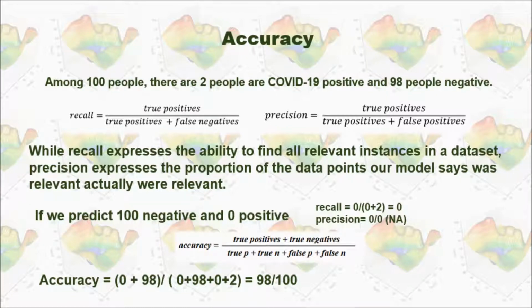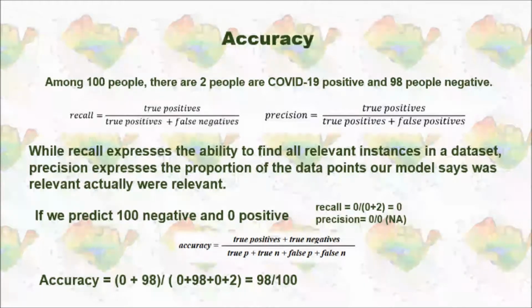This is very high accuracy, but you can see in this case it doesn't mean anything because we just close our eyes and predict all the people are negative. And among the population, because most of the people are negative, the accuracy of our prediction will be pretty high, but that doesn't mean our prediction is very good.